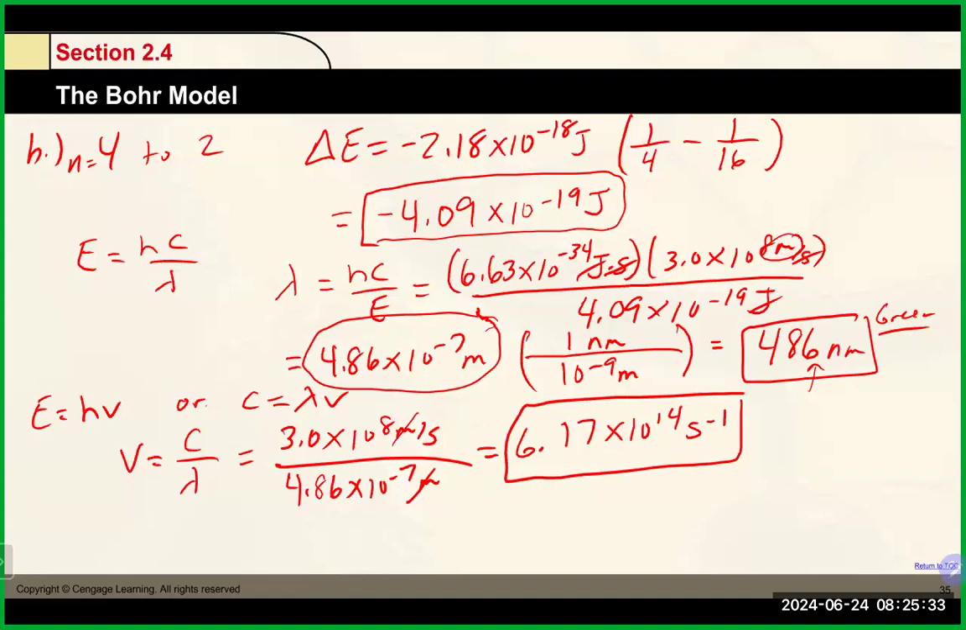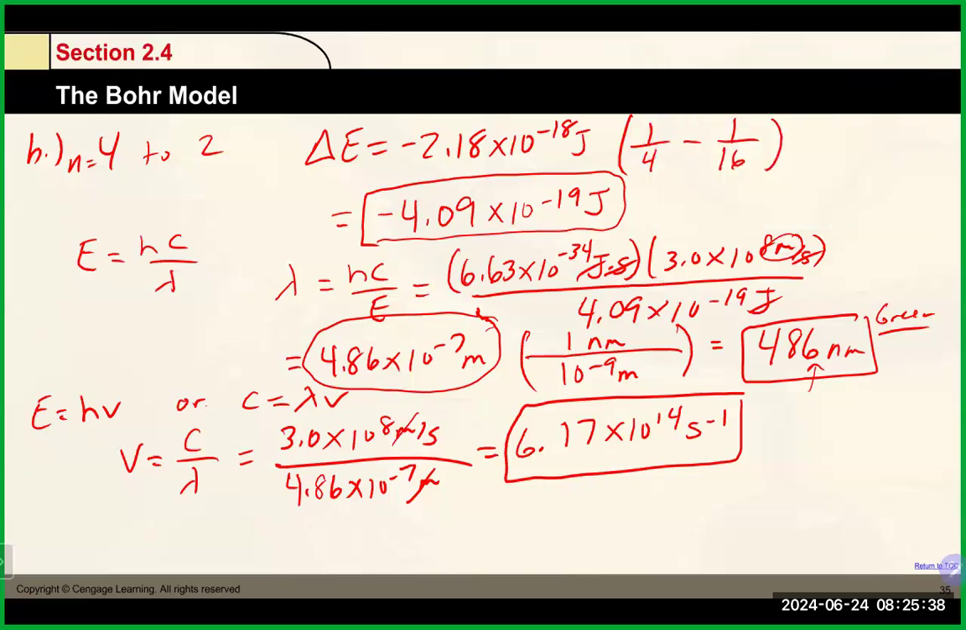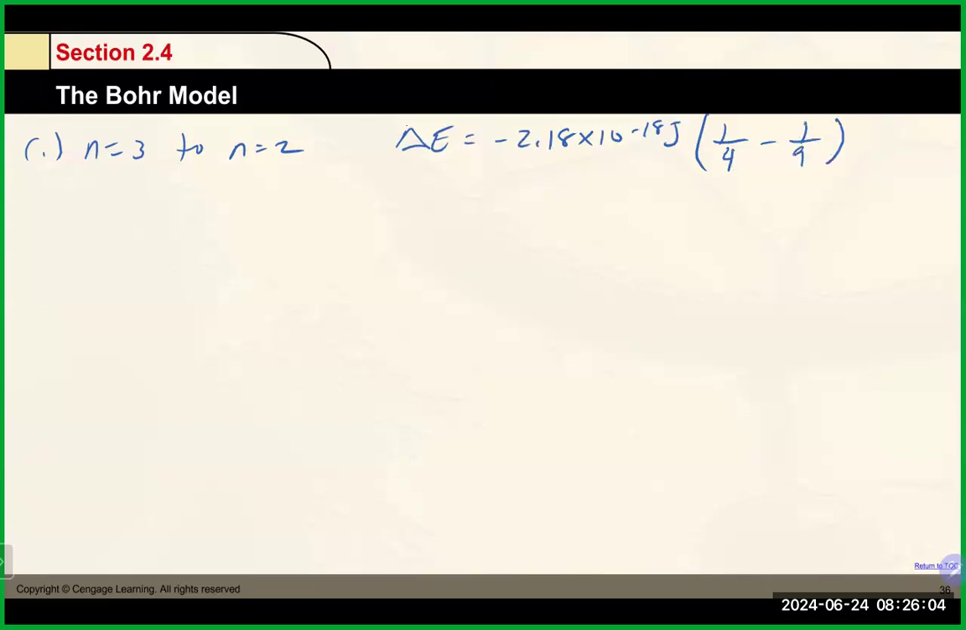All right, and then lastly here we have the last transition, which I think was a 3 to 2 transition. So take a look at that there. Obviously this is the only information we got, so we might as well roll with this. Once again, my final is 2, so 2 squared is 4, minus my initial 3, 3 squared is 9. So 1 divided by 4 minus 1 divided by 9 times 2.18 times 10 to the minus 18.